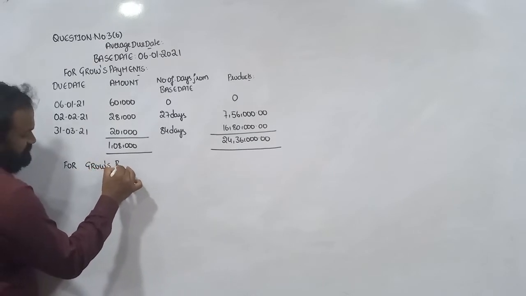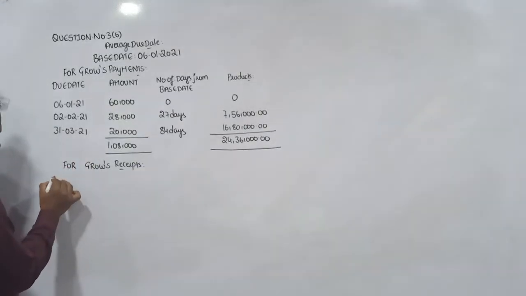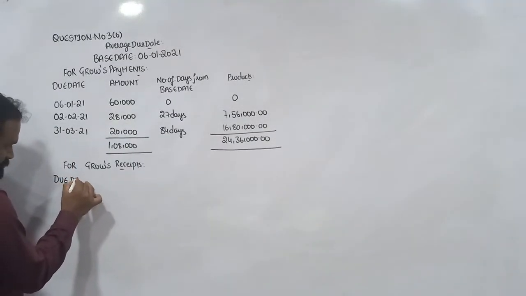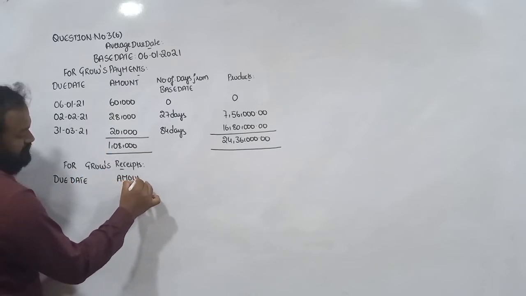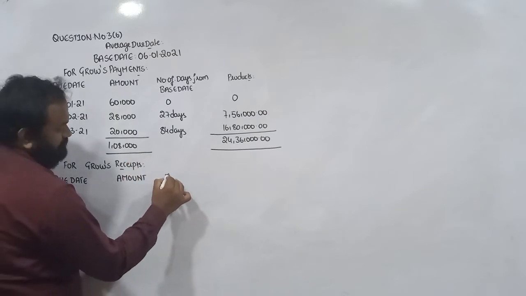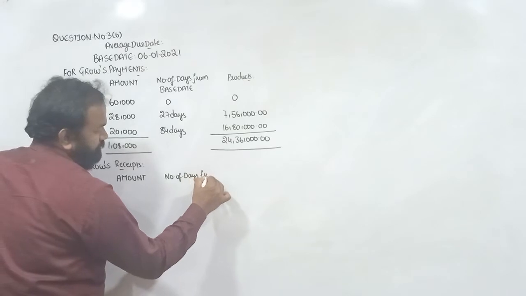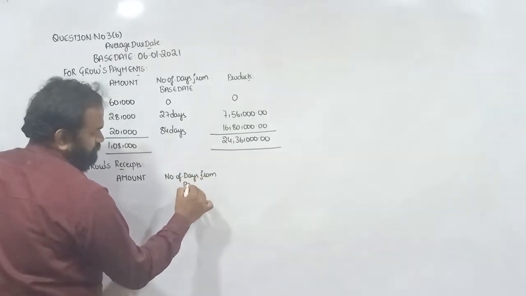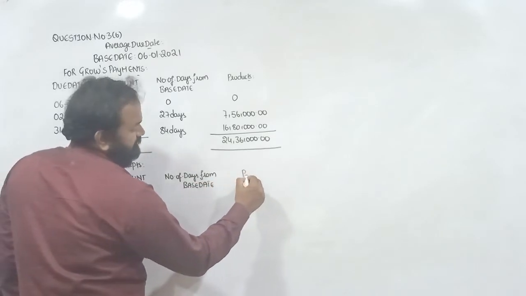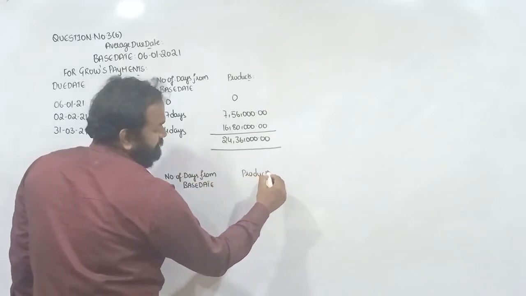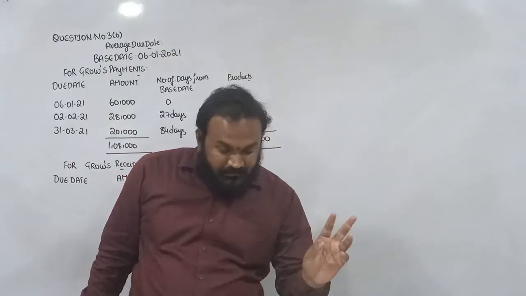gross, yes, receipts. Everyone clear? Due date. Next, boys and girls, amount, number of days from base date. Next slash one is products. So there are three transactions of credit sales made by Grow to Green.